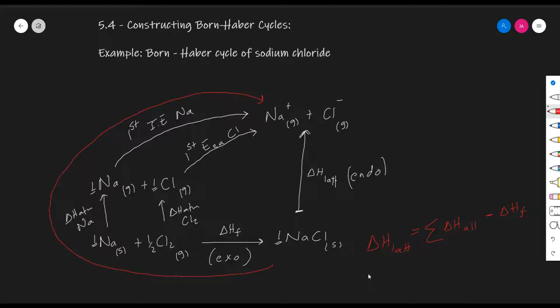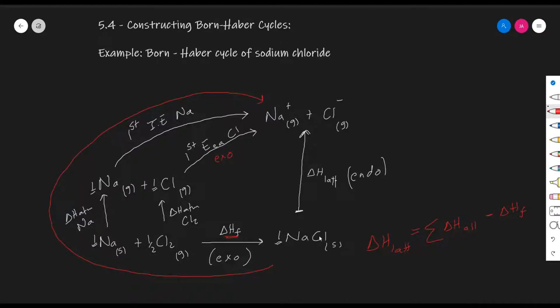All the processes in this cycle are endothermic except for 2 processes. The enthalpy change of formation is an exothermic process, as well as the first electron affinity of Cl. All other processes are endothermic except for the lattice enthalpy, which could be endo in this direction or exo in the opposite direction if the arrow is drawn in the opposite direction.